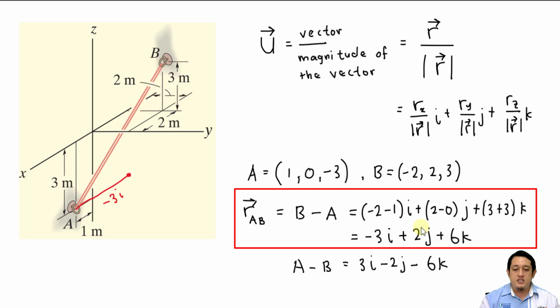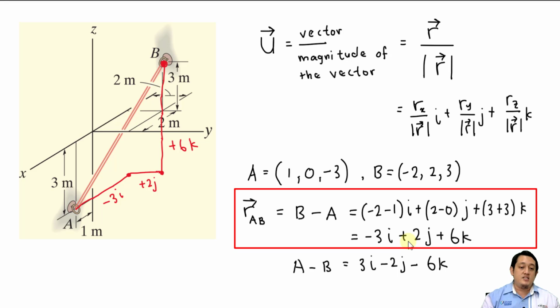And then, mention here positive 2. So, from here, positive 1, positive 2. So, this one will be positive 2j. Okay. Next, positive 6k. So, 6k. 1, 2, 3, 4, 5, 6. Here. Okay, this one will be positive 6k.